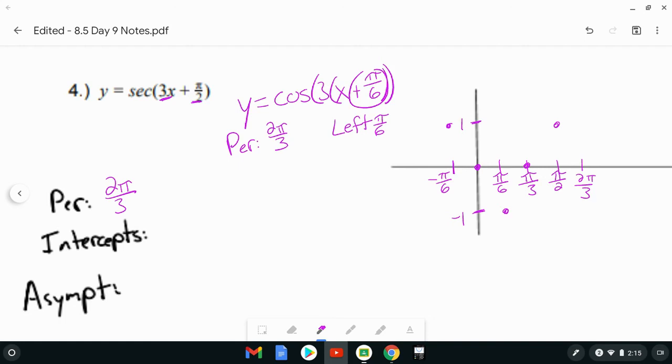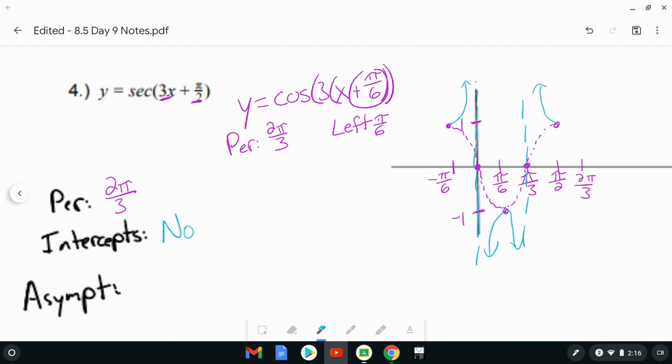So if we get rid of that cosine graph now we have cosine of 3 times x plus pi over 6. After that, it's the exact same as it was on the last problem. Our vertical asymptotes are made by the x-intercepts for the cosine graph. The maxes and mins create the maxes and mins for our secant graph.